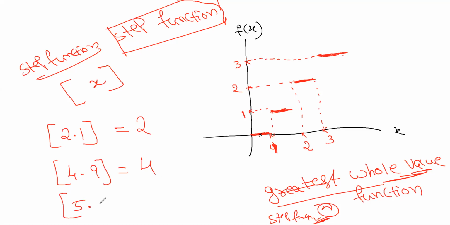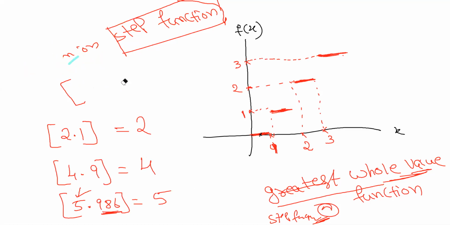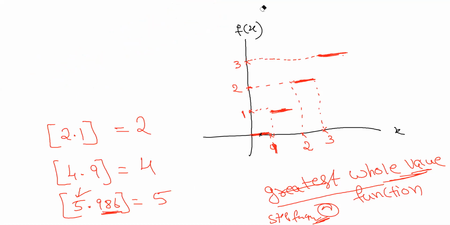Step of 5.986 is 5. It always gives the whole value. Now we know about the step function, right? Now we don't write f in front of that. We just write it with the bracket. Whenever there is a bracket, it means it is step. That's it. Not f.